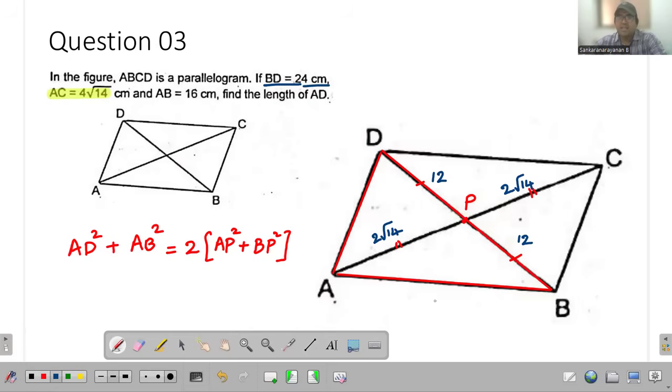It is given that AB is equal to 16, so I will write AB equal to 16. Now look at the equation here. You are asked to find the length of AD. So I can say AD square plus AB square, and you know AB is 16, so we write 16 square. It is equal to 2 times AP square, and I know AP is equal to 2 root 14, so I can take 2 root 14 the whole square, plus BP square. You know BP is equal to 12, so I can deal with this as 12 square.